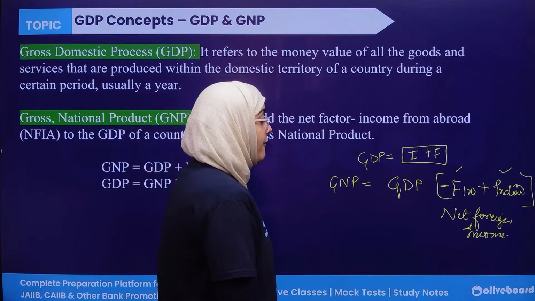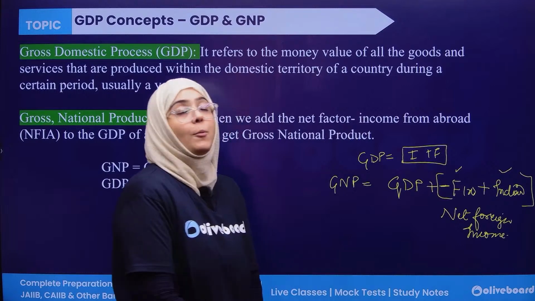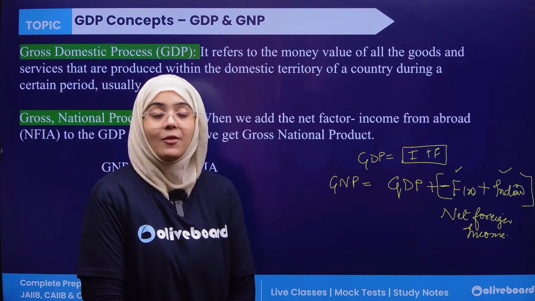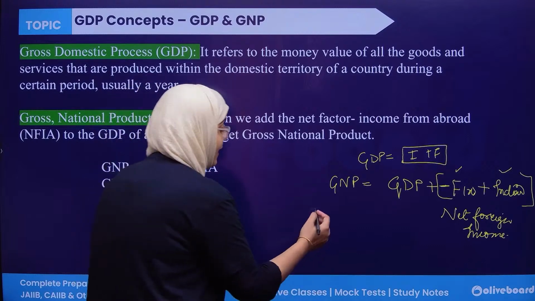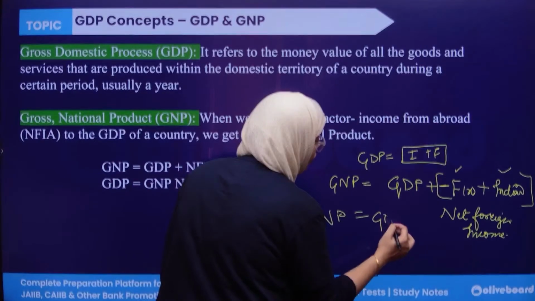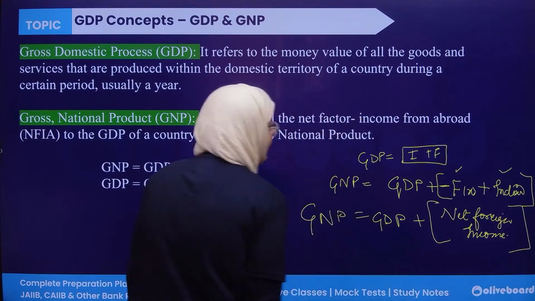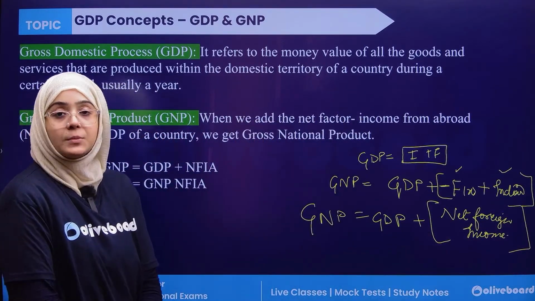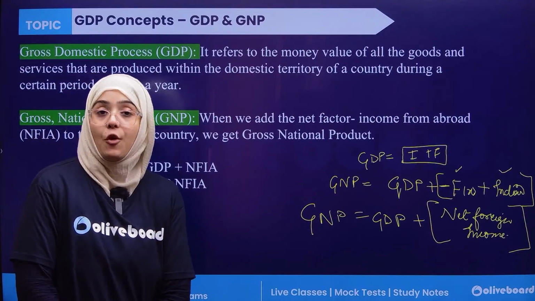Now, if in this whole formula I add a plus and bracket, this doesn't change the formula. So the final formula is gross national product is equal to gross domestic product plus net foreign income from abroad. So this is the final formula.